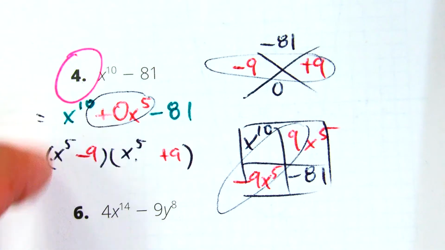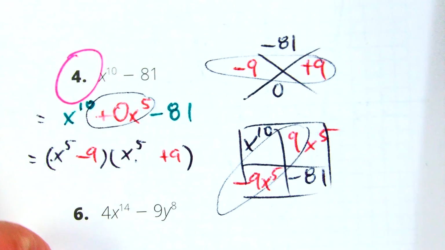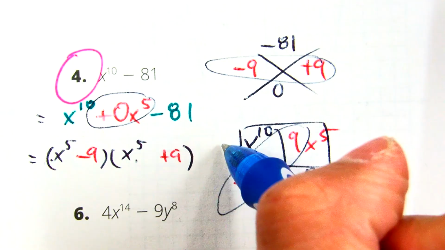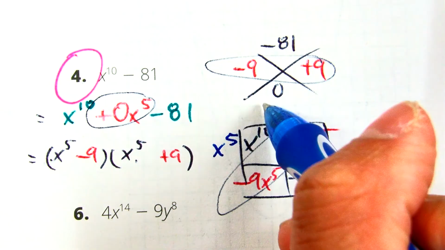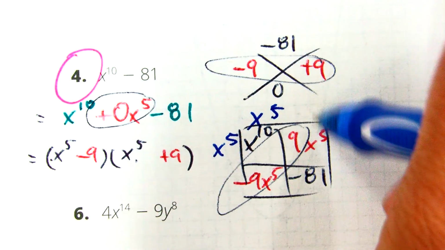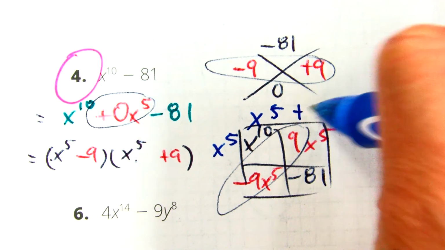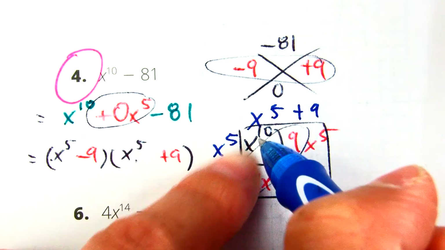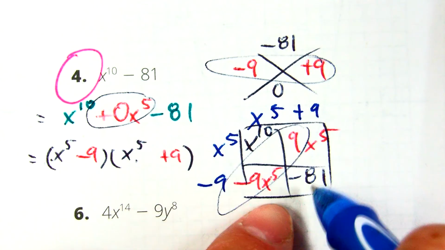I'm just going to find the greatest common factor. Class, what's the greatest common factor? X to the 5th. How about here? Here? Positive 9, and here. And you can always multiply to check your answer, right? So this is my answer.